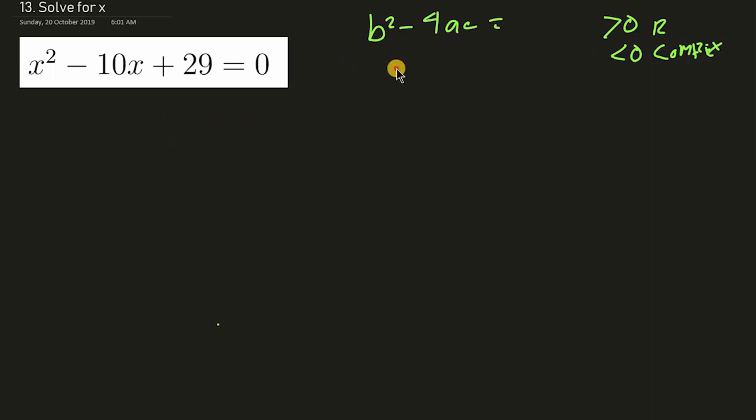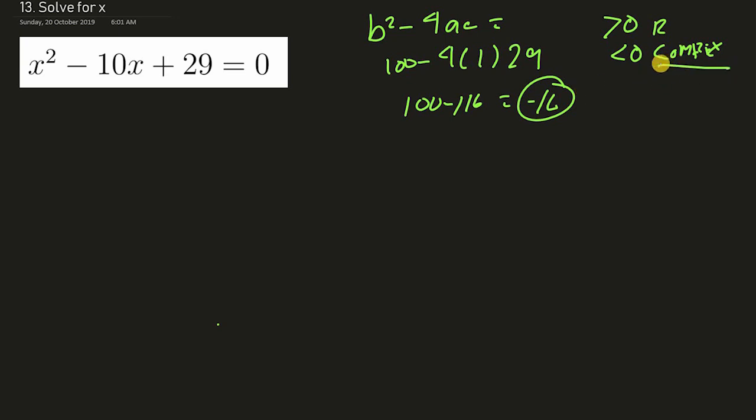Alright? So, solving for this, b squared. Negative 10 squared is 100. Minus 4. Ang a natin is 1. Ang c natin is 29. So, solving for that, 29 times 4, guys. 29 times 4 is equals to 116. So, 100 minus 116 is equals to negative 16. Since lesser than 0 siya, ibig sabihin wala siya real roots. Ibig sabihin, complex number siya. Alright? So, let's solve this.